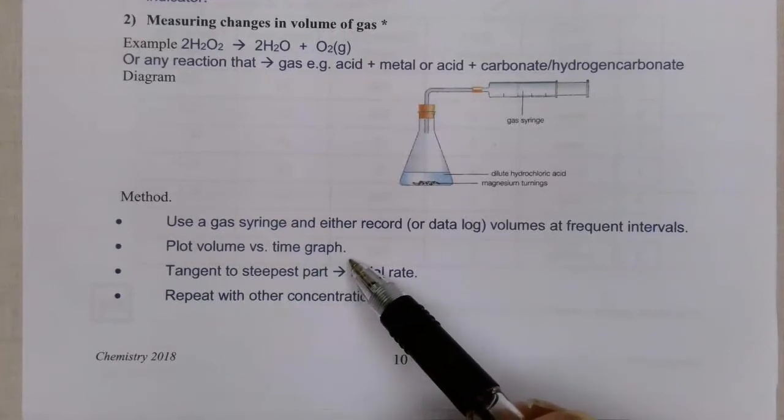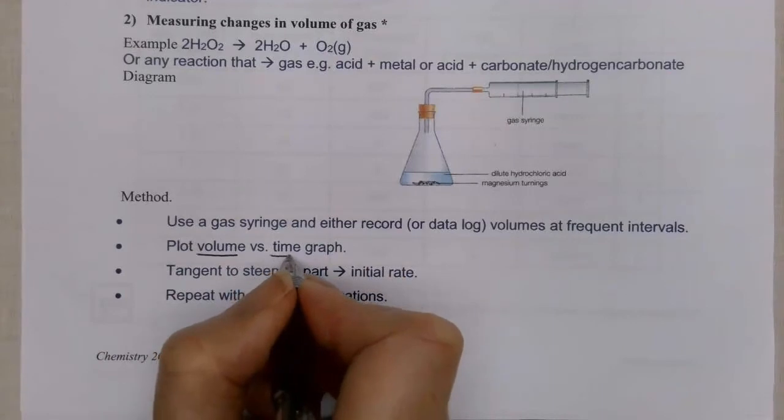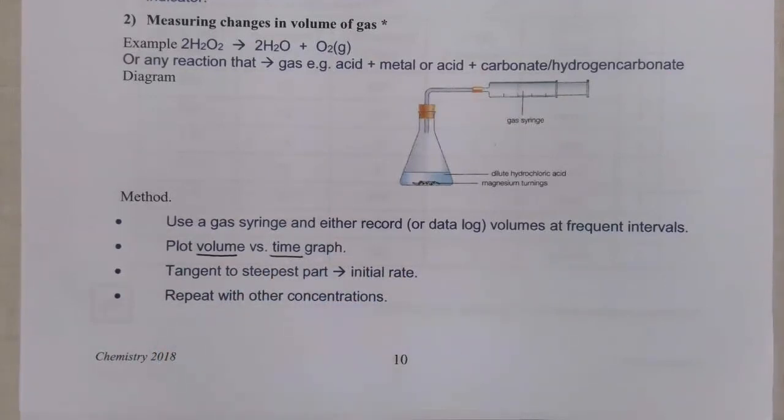And again, you're going to plot volumes versus time. So I need the volume of gas and I need the time. We take the tangent and that gives us the rate. We then can repeat our experiments with different concentrations and again measure the volume and the time taken.